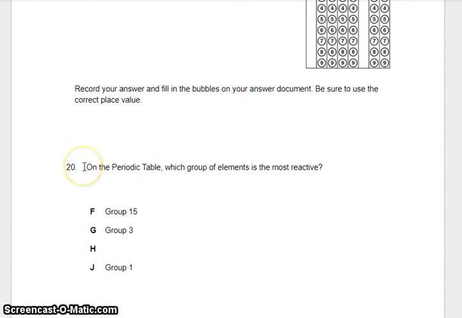Number 20. On the periodic table, which group of elements is the most reactive? Most reactive. You can look at a periodic table to see that. F, group 15, G, group 3, J, group 1. Which is most reactive?